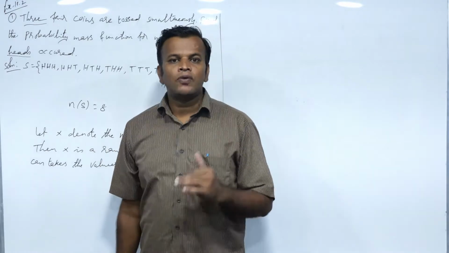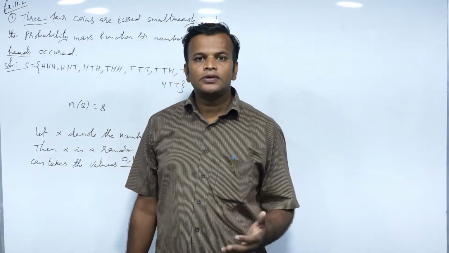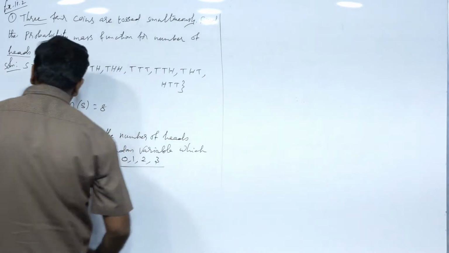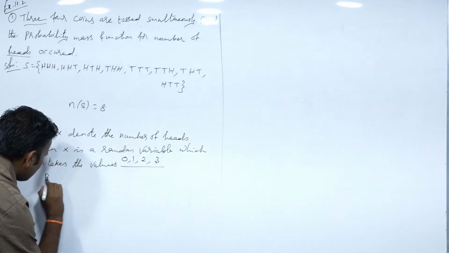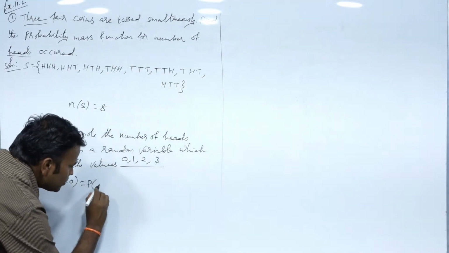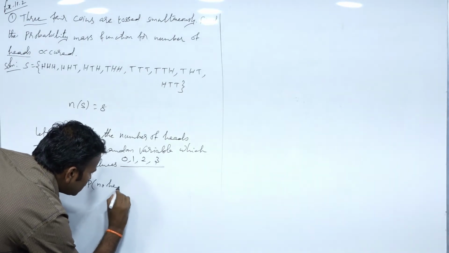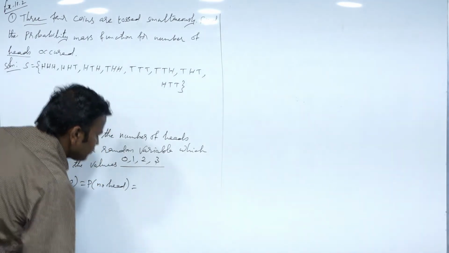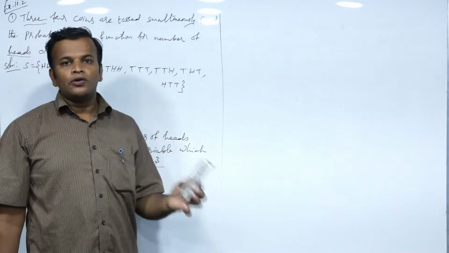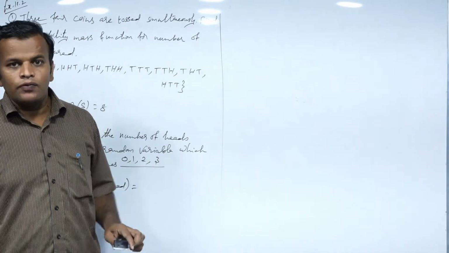The next step is to find the probability of each and every random variable value. So now we find the probabilities. First one, P of X is equal to 0. That is the probability of no head. For understanding, first I write no head. To find a probability value, P of X is equal to 0. You know the formula: P of A is n of A by n of S.